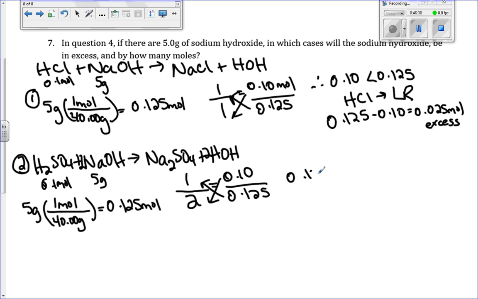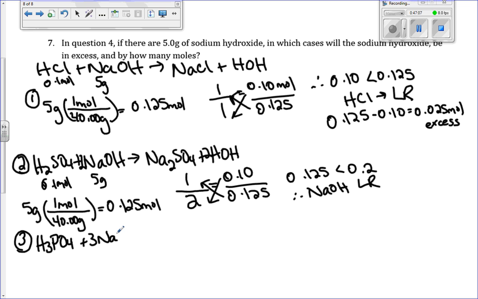We now see that 0.125 is less than 0.2, which means that sodium hydroxide is now the limiting reagent, and sulfuric acid is in excess. So if you were to make a prediction for phosphoric acid, I hope that you would think that sodium hydroxide would still be a limiting reagent.